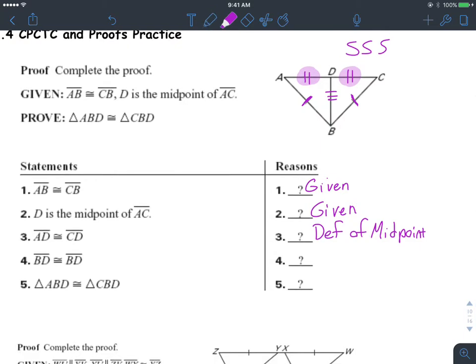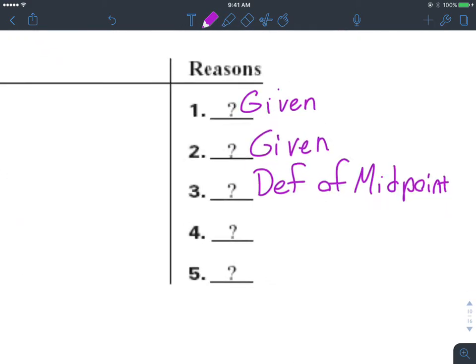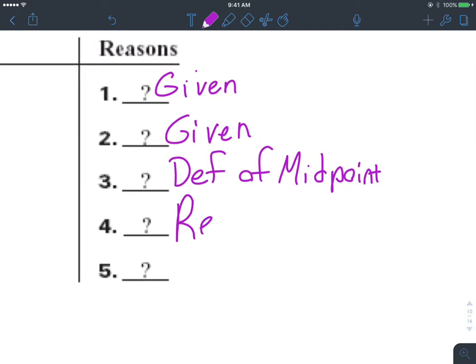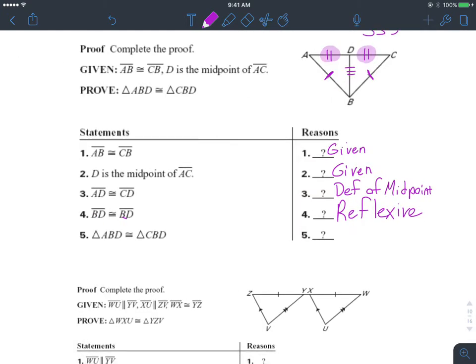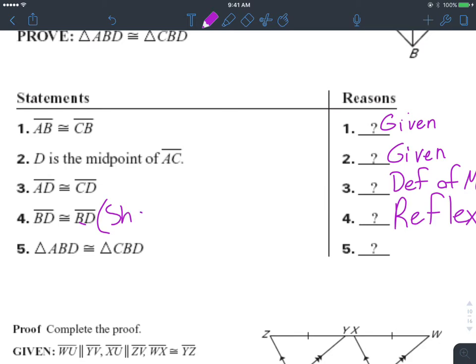Okay, you also have the shared side going on here at the middle. So notice here you have BD is congruent to BD. This is that reflexive property I've talked about a couple of times. This is where we actually use the reflexive property quite a bit in this unit here. Reflexive property. Usually this means here you're talking about your shared side.